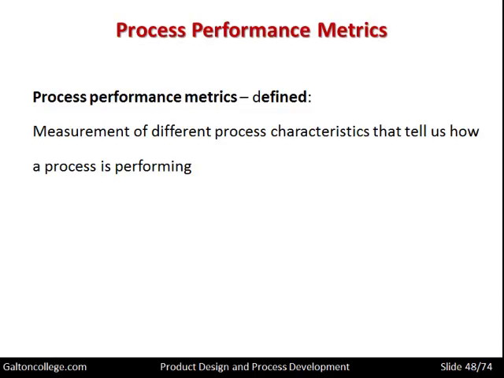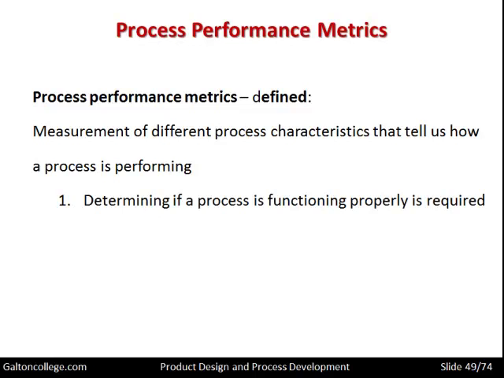So it's looking at throughput, it's looking at the volume going through, it's looking at issues associated with production, it's looking at breakdowns, it's looking at personnel, it's looking at measuring, where possible, the performance of the line, or if it's continuous production, the continuous production facility. So it's constantly monitoring the performance of the production system. Determining if a process is functioning properly is required. Management needs this to know if it should intervene or not.